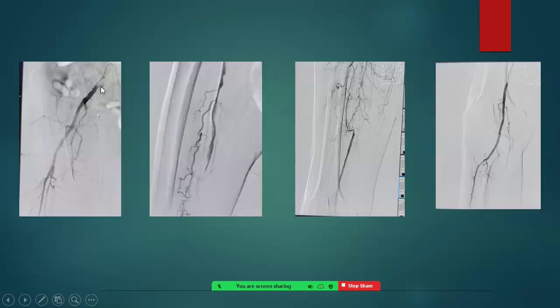This patient also has long segment occlusion of the SFA that is extending from the proximal part of the SFA, with reformation in the distal part. This patient also has BTK disease.